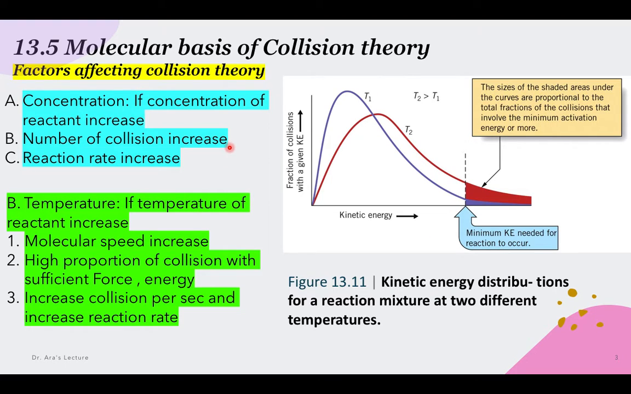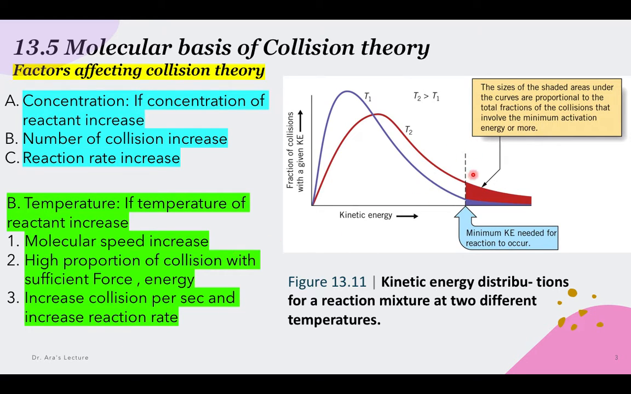The factors affecting collision theory are concentration and temperature. If we increase the concentration, obviously the number of reactant molecules will be higher, which will ultimately increase the collisions, with a greater chance of making a product. If we increase the temperature, molecular speed increases, and as a result a high proportion of collisions with sufficient force or energy occur to make a product.